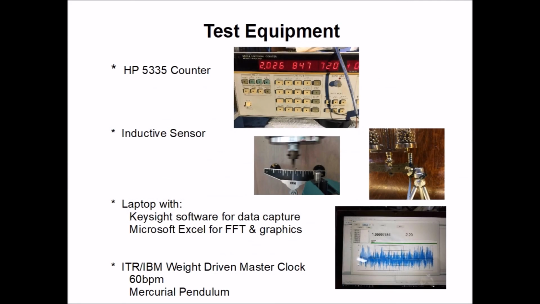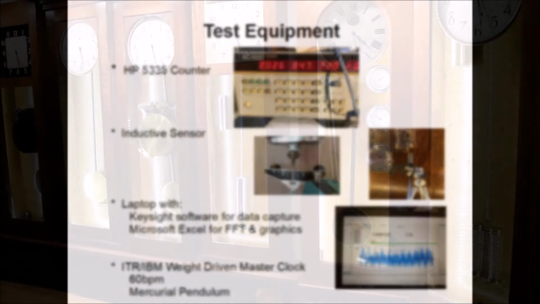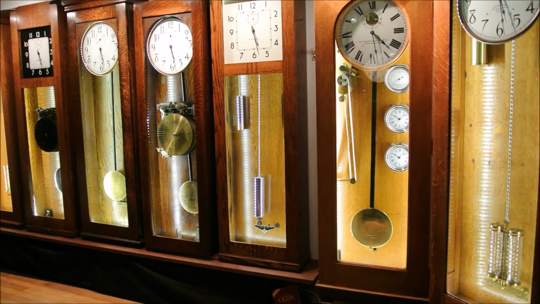Finally, a summary of the test equipment that we used includes an HP 5335 universal counter, a magnetic inductive sensor, a PC with Microsoft Excel for the FFT analysis, as well as Keysight software, and we did it on an ITR master clock with a mercury pendulum running at 60 beats per minute.